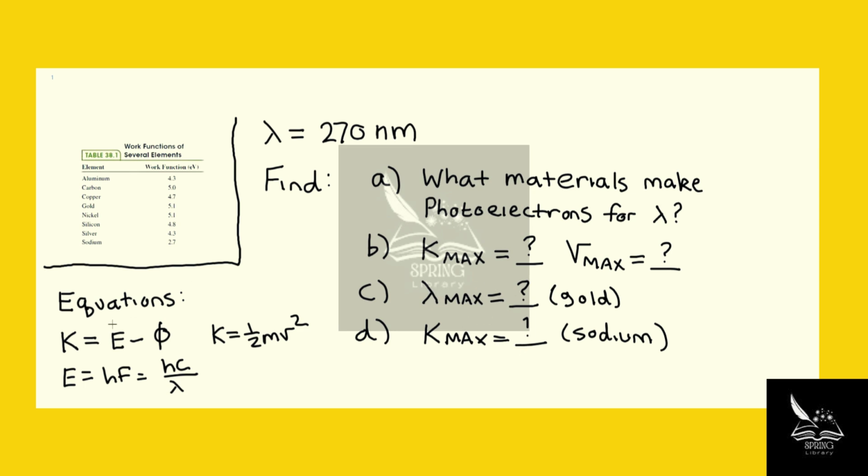So the equations we'll need for this problem is the photoelectric effect equation, that the kinetic energy of electrons is equal to the energy of the light shined on the material minus the work function. We need to know the energy of light is proportional to its frequency by the Planck constant and inversely proportional to its wavelength. And of course, we need to know the kinetic energy of any object with mass, which is 1/2 mv squared. Okay, so let's jump into it.